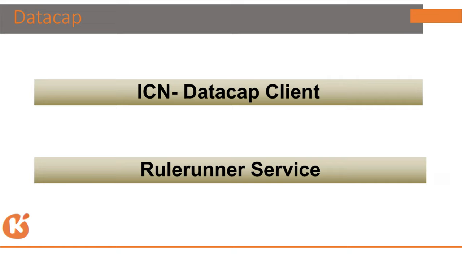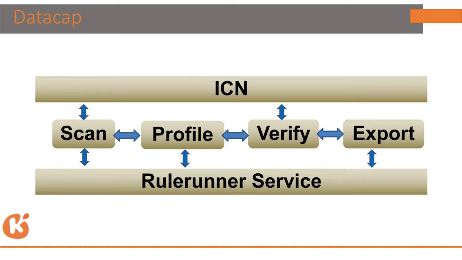Now we can see the data cap application as a separate component, ICN as a separate client, and rule runner service as a separate component here. So now we can see how all the components will interact. And also we discussed a workflow. I'm just talking about the simple workflow here.